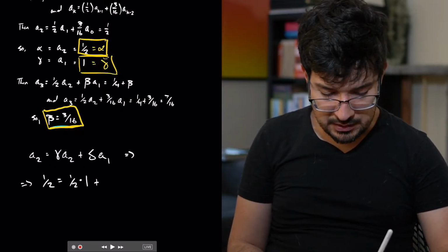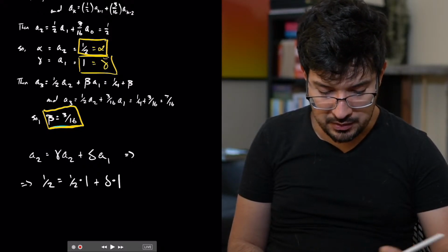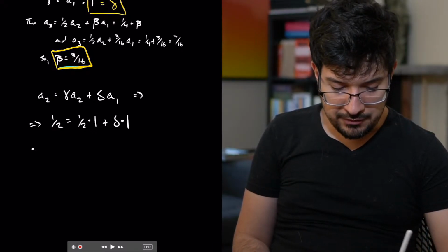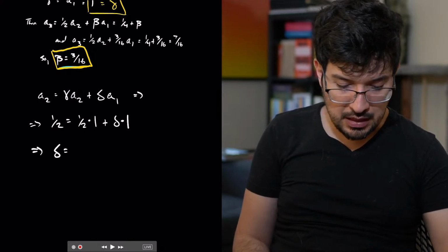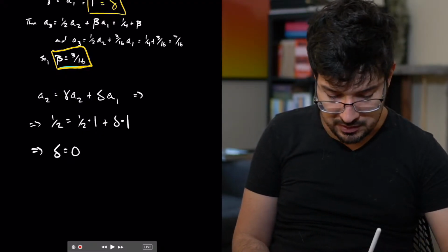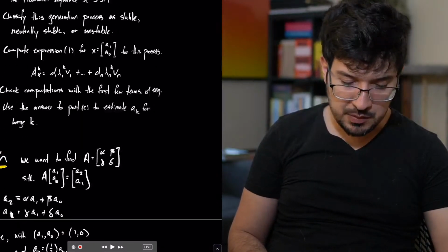We're solving for delta, and delta a1 we've already shown is equal to 1. So therefore, delta is 1/2 minus 1/2, which is 0. And that's exactly what I wanted to find. That's exactly what I thought it would be.